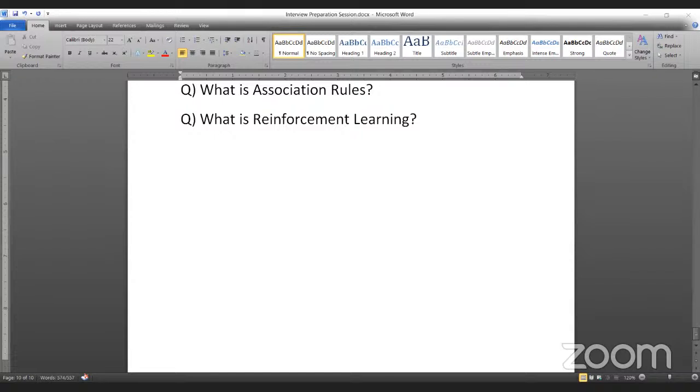Reinforcement learning, we can say, is defined as that machine learning technique in which we see how an agent reacts to its environment, or what actions it takes in an environment. We can say that about reinforcement learning.